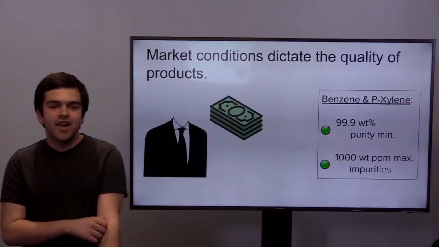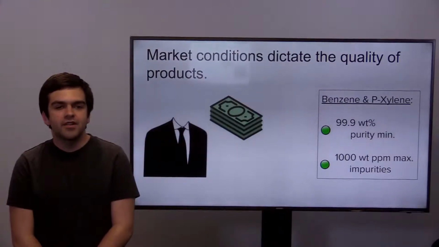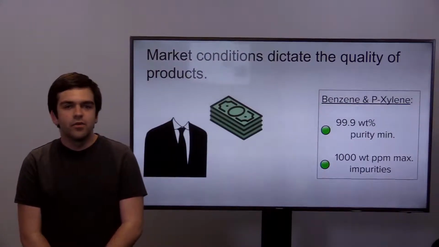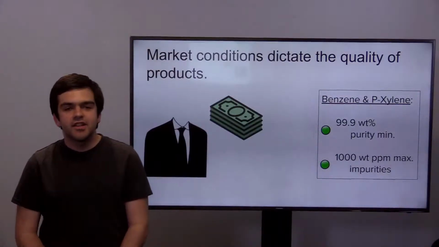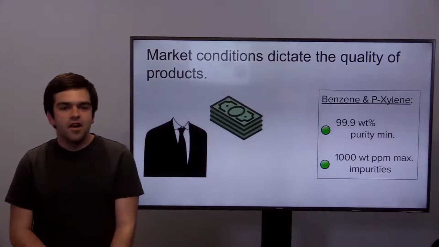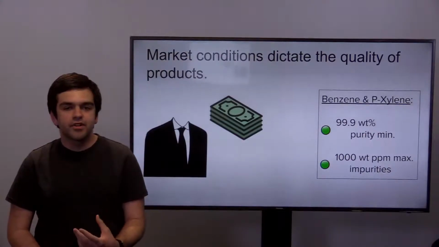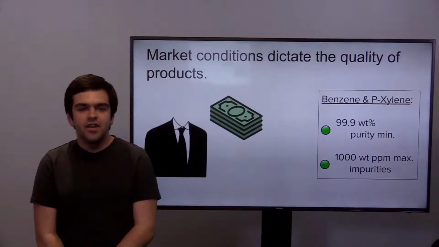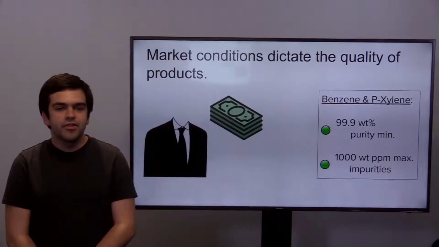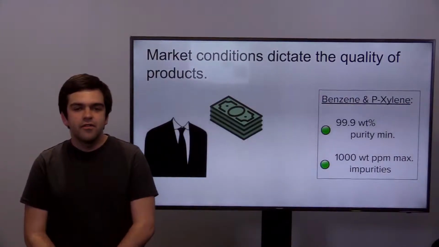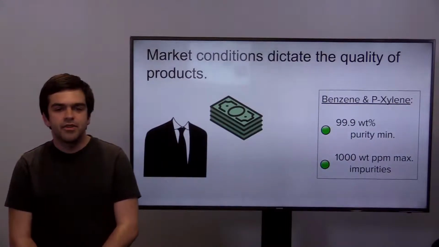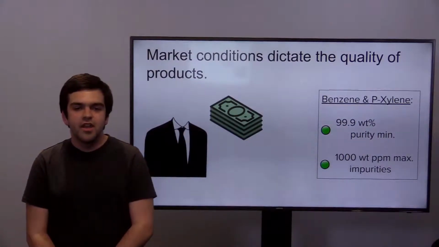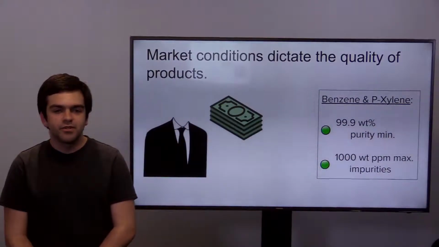Some of the other factors that affect our goals and process design are market conditions that dictate the quality of products. We must achieve a certain purity with our product streams in order to be able to sell them for a profit. These include, in both the benzene and the paraxylene streams, forming the streams at a 99.9 weight percent purity minimum, which we accomplish, and only having so many impurities, which we also accomplish.